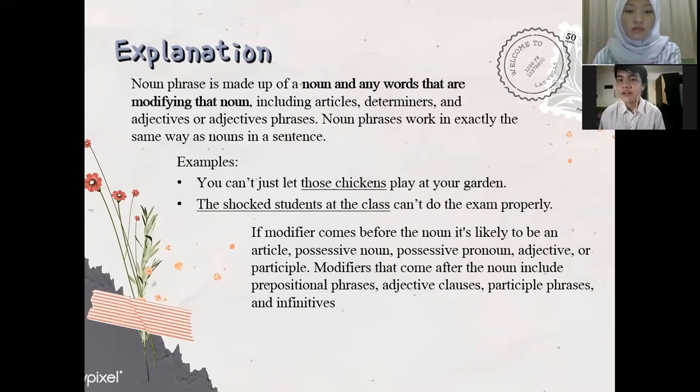If modifier comes before the noun, it's likely to be an article, possessive noun, possessive pronoun, adjective, or participle. Modifiers that come after the noun include prepositional phrases, adjective clauses, participle phrases, and infinitives.